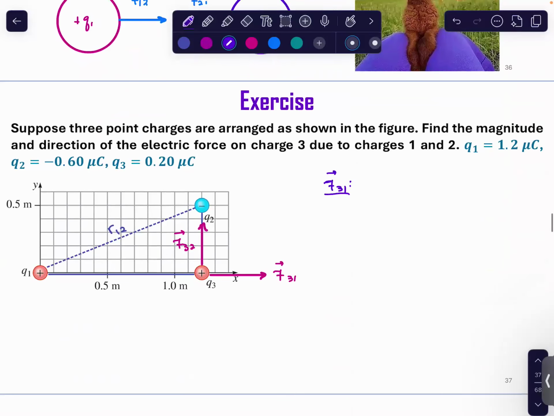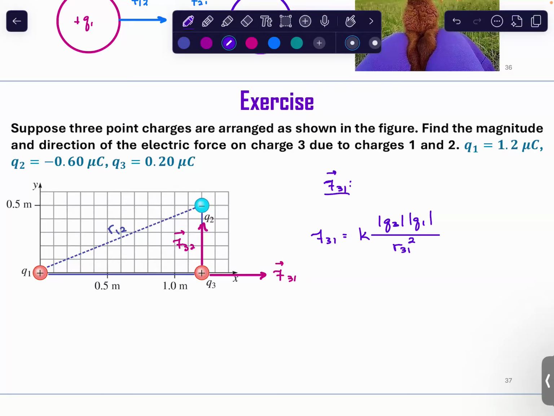The first thing we need to figure out is the magnitude of this force. So this one is going to be k Q3 Q1 over R31 squared. We'll start there next time. From here, you would plug in numbers and get the magnitude of that force.